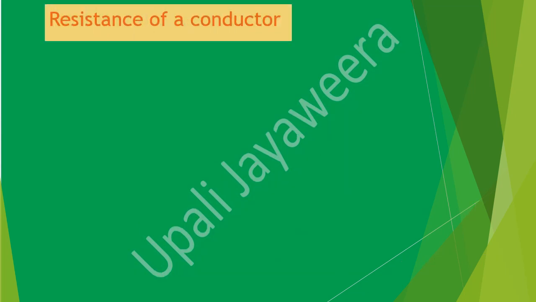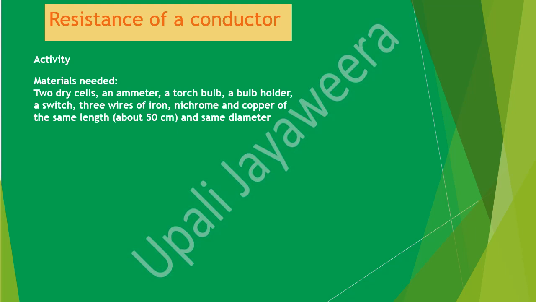Now we are going to learn resistance of a conductor. First we will refer to this activity. You need two dry cells, an ammeter, a torch bulb, a bulb holder, a switch, three wires of iron, nichrome and copper of the same length and same diameter.